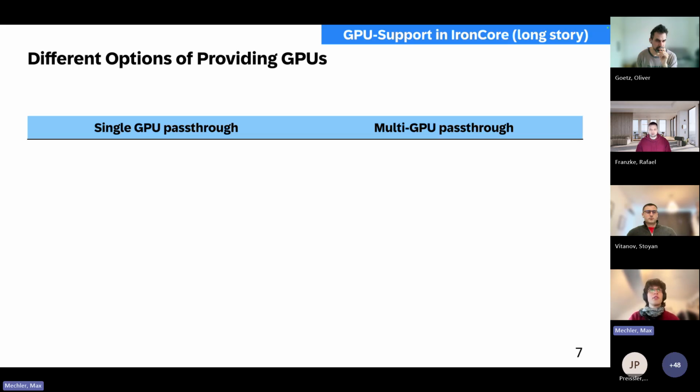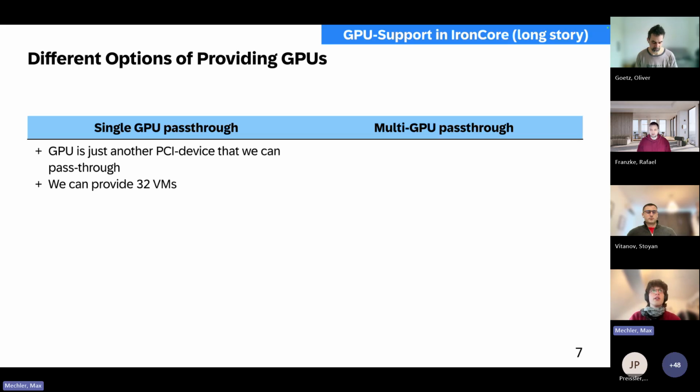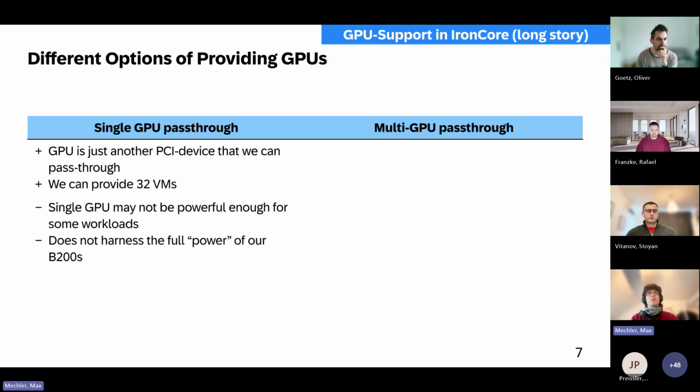So first of all, we have the single GPU pass-through. Here, the GPU is just another PCI device that we can pass through to a VM. And the good thing is then that we can provide up to 32 VMs, so we can serve a lot of customers. But there are also, of course, some downsides, because a single GPU may not be powerful enough for some workloads. If you have a very large language model, then it may not fit into the memory of the GPU. And of course, it doesn't harness the full power that our B200 enterprise GPUs really provide.